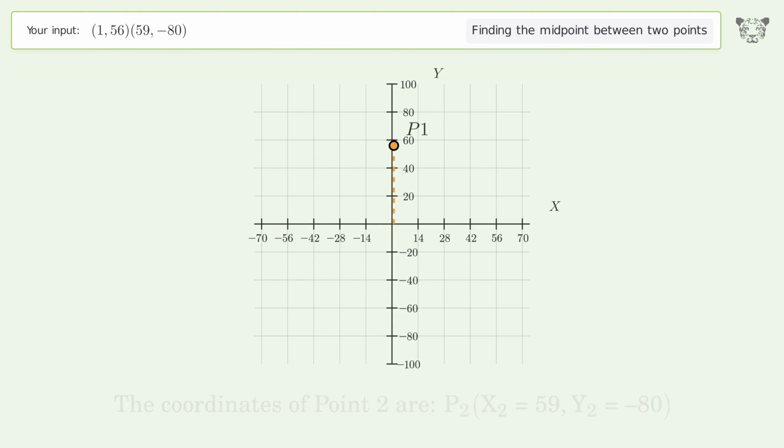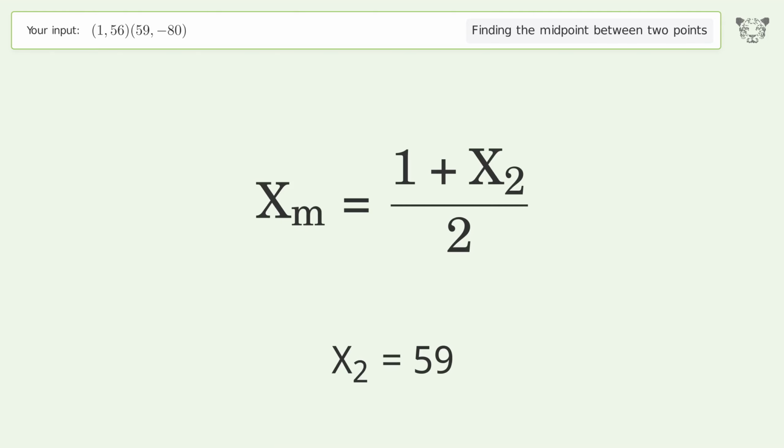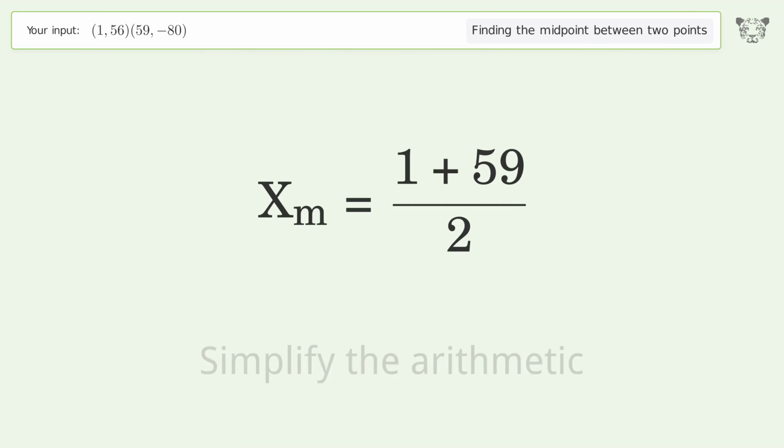Use the x values in the midpoint formula to find the midpoint's x. x1 equals 1. x2 equals 59. Simplify the arithmetic.